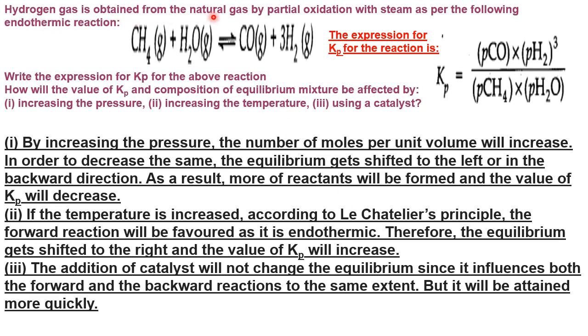Hydrogen gas is obtained from the natural gas by partial oxidation with steam as per the following reaction. Okay, question is, write the expression for Kp, very easy, Kp expression, product by the reactant. How will the value of Kp and composition of equilibrium mixture be affected by increasing the pressure? This reaction, please see, 1 mole, 1 mole on the reactant and 3 mole, 1 mole on the product. So moles are increasing. That means it is going from the low pressure to the high pressure preference. That time when you increase the pressure, it will go in the backward, reverse direction.